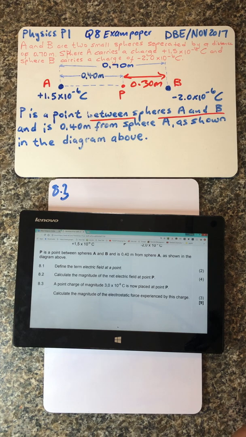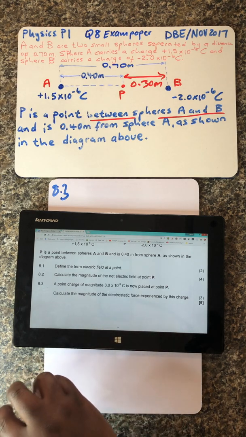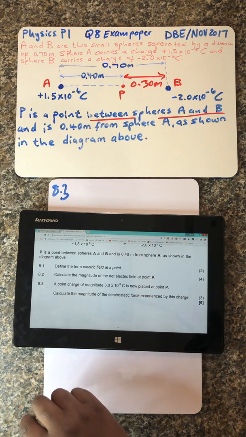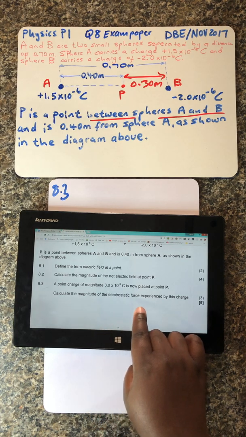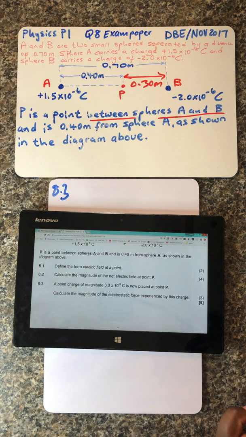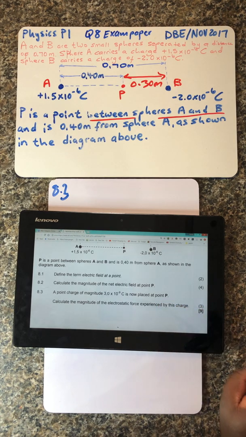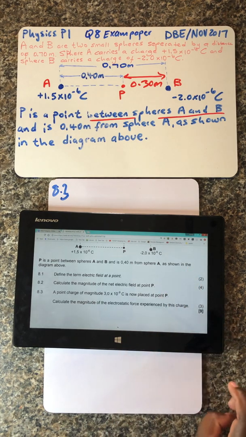So guys, let's quickly solve this question. Now we move to question 8.3, and the question reads as follows: a point charge of magnitude 3 by 10 to the exponent negative 9 coulombs is now placed at point P. The question says calculate the magnitude of the electrostatic force experienced by this charge. So this question is allocated 3 marks. Remember guys, this question paper is for grade 12 and it's posted on my Telegram channel. You can just quickly join the channel and access this question paper. That's when you'll be able to clearly see these questions.